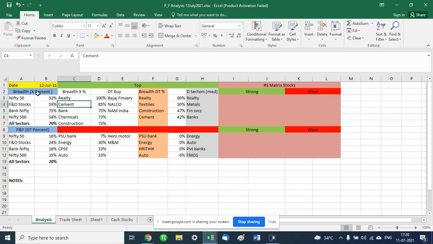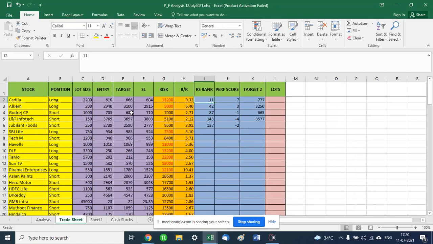Similarly, I put in the X% and double top percent for Nifty 50, FNO stocks, Bank Nifty, Nifty 500. All this is just kind of a daily report I generate for my own use. And here I have identified the stocks for double top buy. In the trade sheet, I have planned the entry exit. I have not done it for these stocks yet, but in the trade sheet, I have planned the entry exit, the relative strength rank, and performance score.